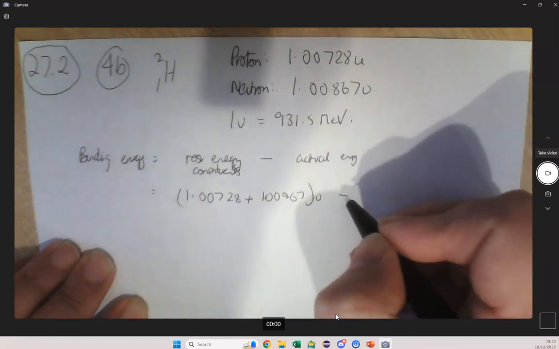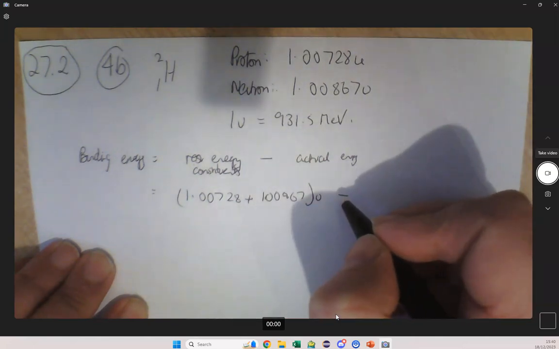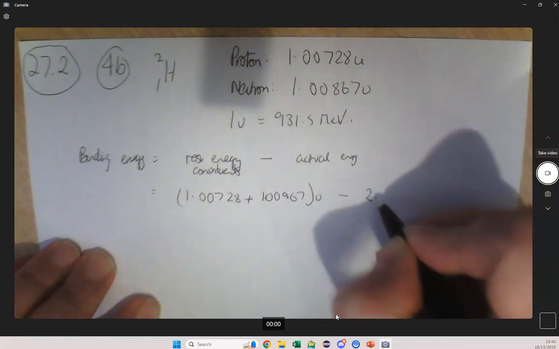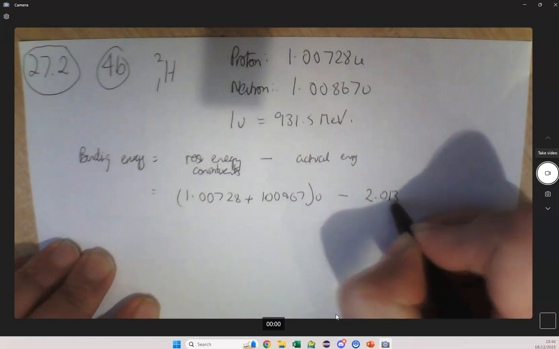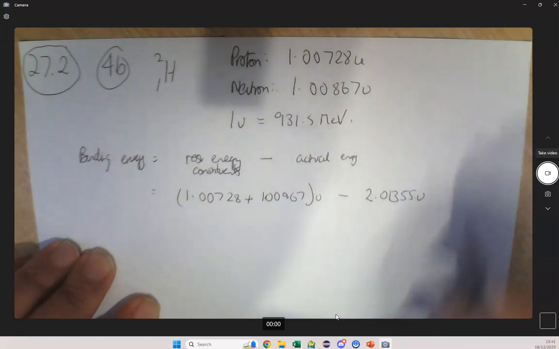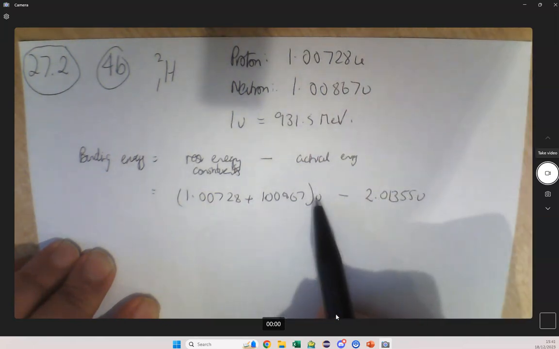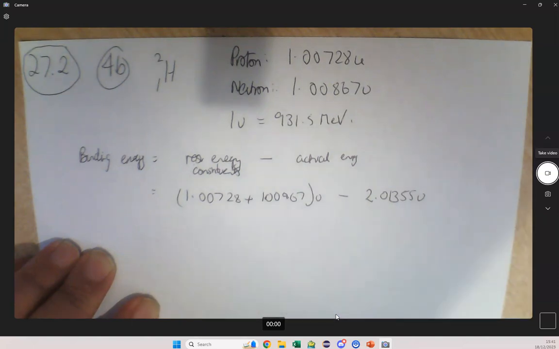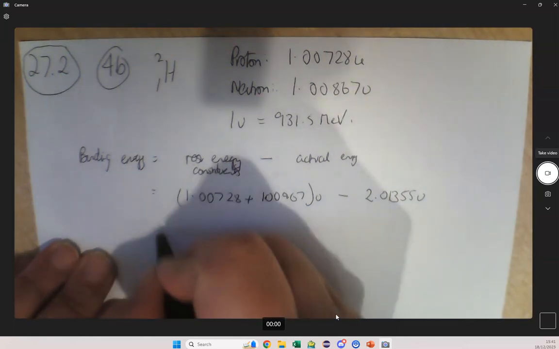And they told us in the question that the actual rest mass of a hydrogen-2 nucleus is 2.01355 U. So what we're really doing here is finding out the mass defect, the energy that's been lost, which is seen as mass. So effectively, the mass that's lost as this fusion actually happens.